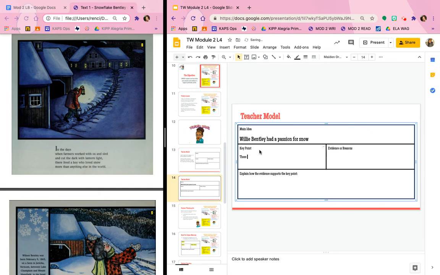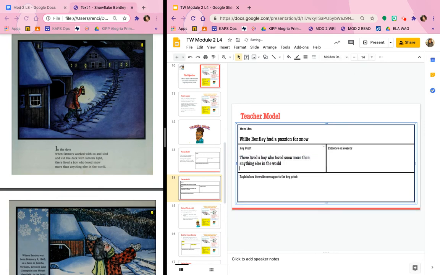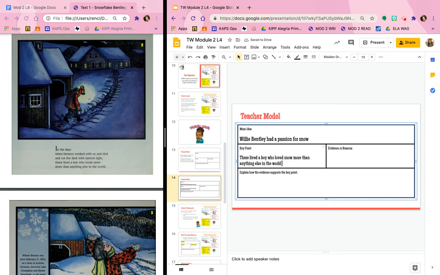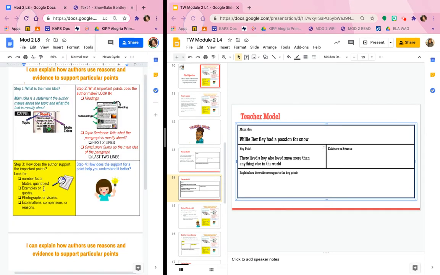So there lived a boy who loved snow more than anything else in the world. I'm gonna make this bigger again. Boom. So now that I have my key point, step 3, how does the author support the important point? How does he support it?